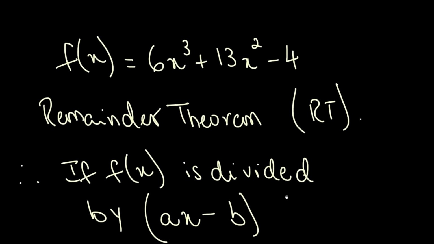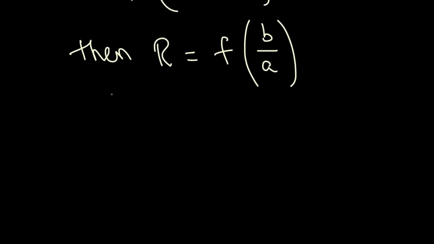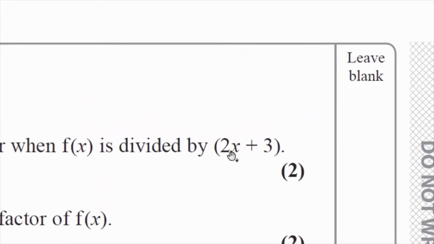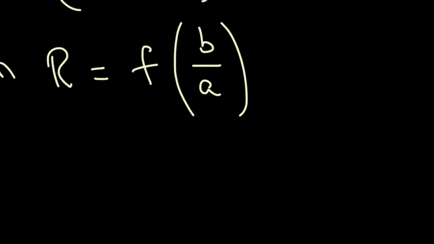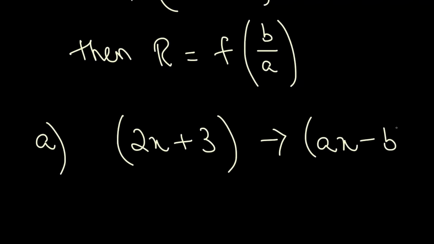The equation was 6x cubed plus 13x squared minus 4. Therefore, the first part of this answer will require us to take a look at that divided by 2x plus 3. Therefore, 2x plus 3, does it resemble ax minus b? Yes, it does. And what are those individual components? Well, a, as you can see, is 2.